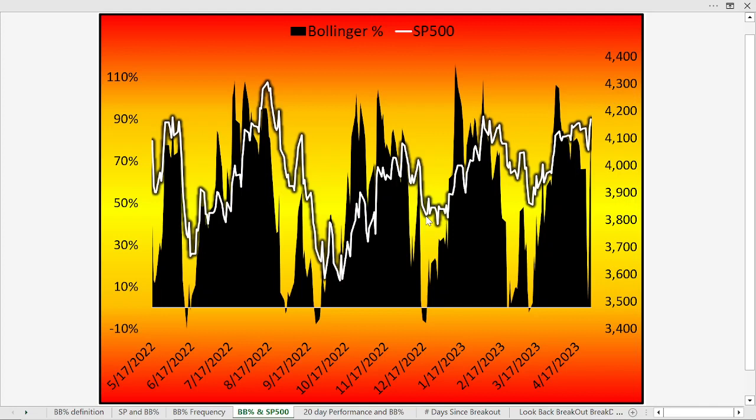So point being, if we're looking for a breakout, we want to see the Bollinger Band width indicator near the 0 level. When we see it as it is right now, near the 70, 80, 100% level, we expect quiet markets. And those quiet markets will persist until this indicator drops. Statistically speaking, that's what we've seen.